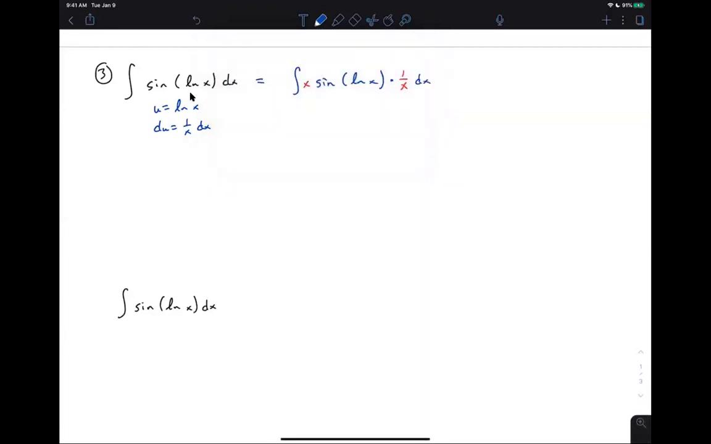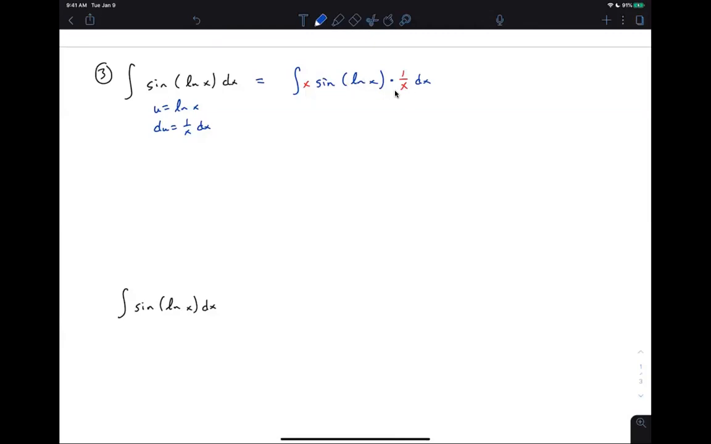Okay, so we need on this one to multiply by 1 over x. So we need that for the du. But in order to do that, we also have to multiply by its reciprocal, which is just x. You cannot pull the x out of the integral because it's a variable. So we have to put it inside the integral. So our steps should look like this.